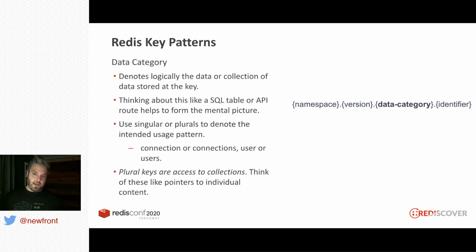So this notion of data categories, this is kind of for a lack of a really good description. If you think about a data category, it's denoting the collection or type of data being stored at a specific key. So if I think about V1 connections, which we'll take a look at in a little bit, that's basically encapsulating the fact that we have some kind of connection object being stored in a collection. They might also have an identifier as well.